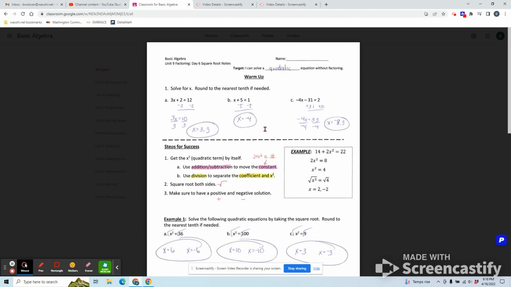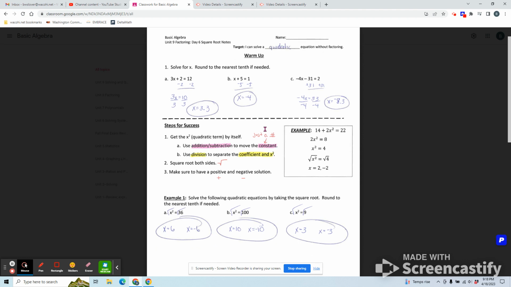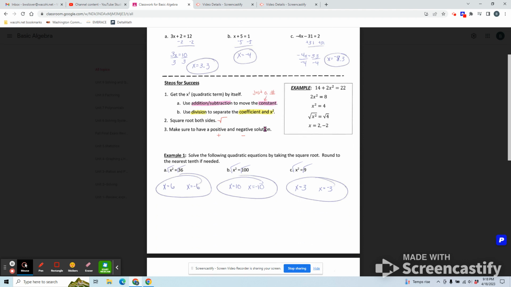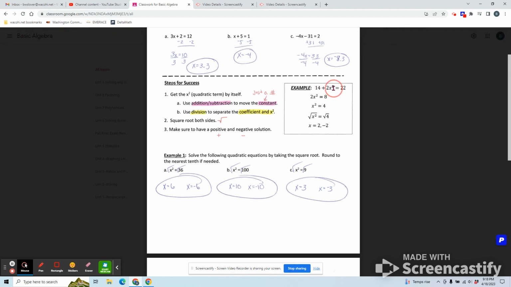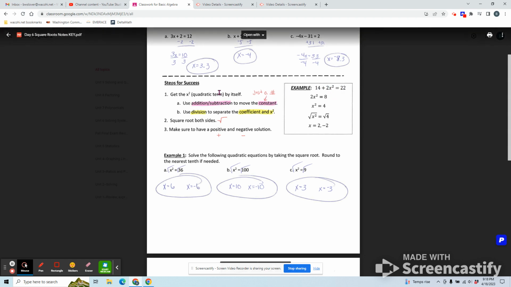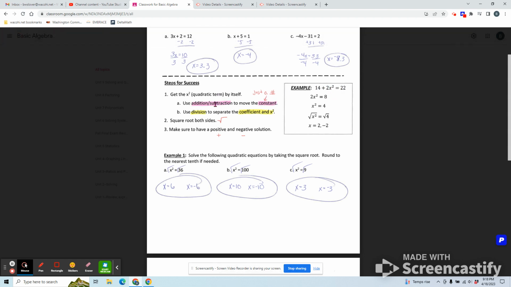So that solving is getting us ready for what we're going to do today, which is solving by taking the square root. So here are some steps for success. We're going to get the x squared, or the quadratic term, by itself. So in this example, my goal is to get this x squared all by itself. In order to do that, I am giving you steps for success. You are following them in this order if you need to.